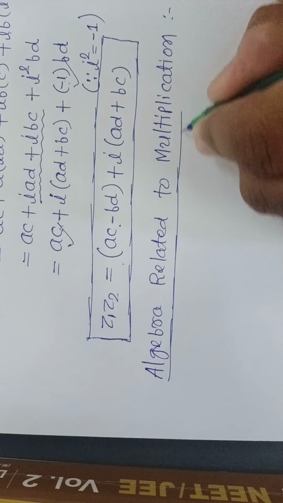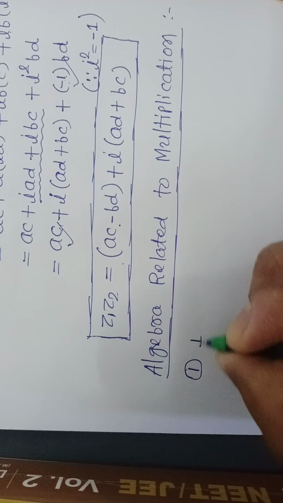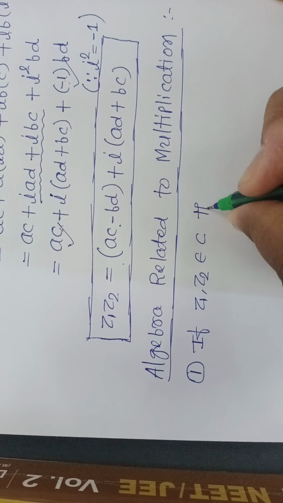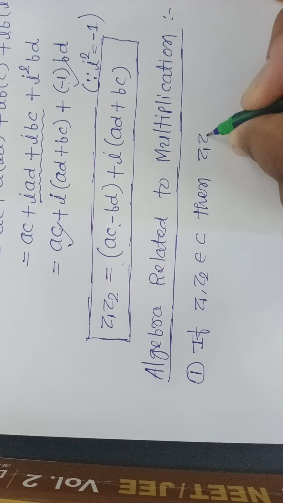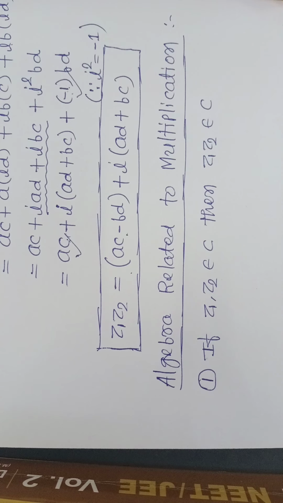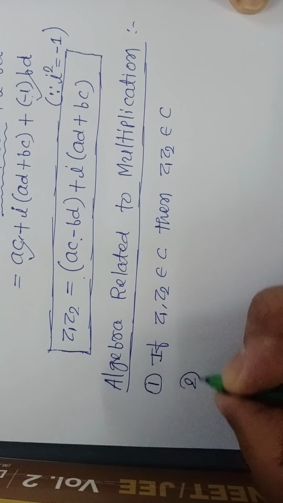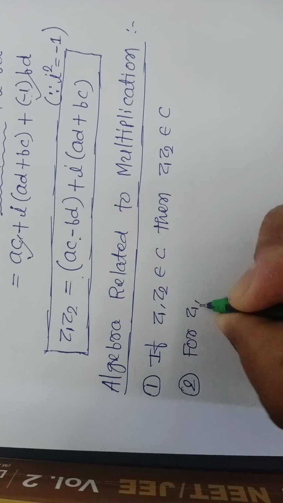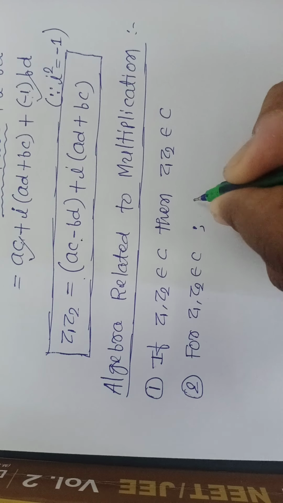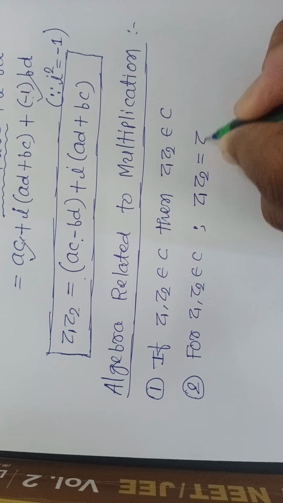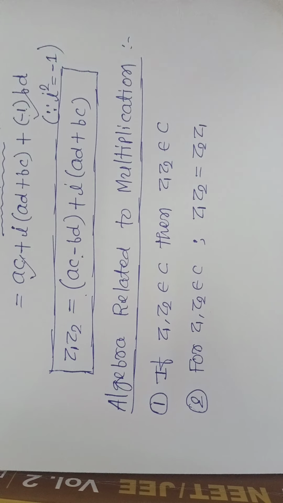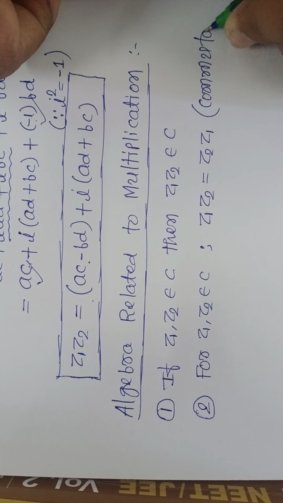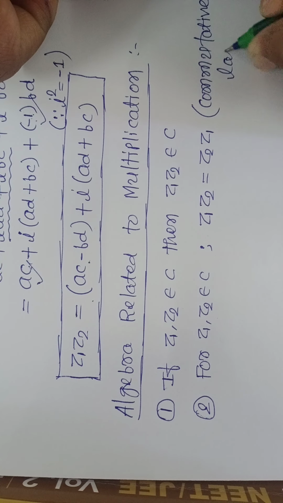So first result is, if z1 z2 belongs to complex numbers, it means two complex numbers are there, then multiplication of these two complex numbers is also a complex number, as we see that, right? Similarly, second, for z1 z2 belongs to c, it means for given two complex numbers, z1 into z2 can be written as z2 into z1. It means commutative law. We just did it in the previous lecture. Here also commutative law is satisfied.